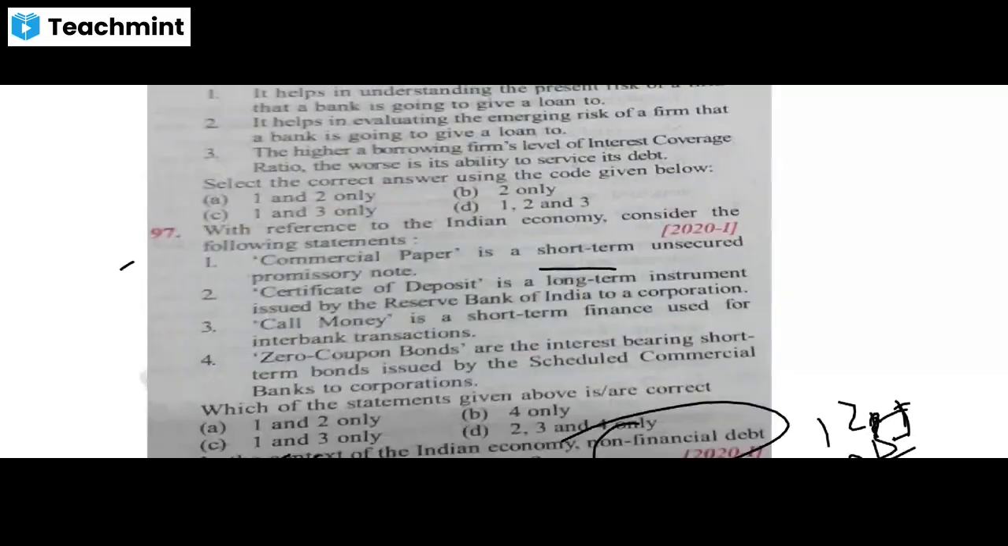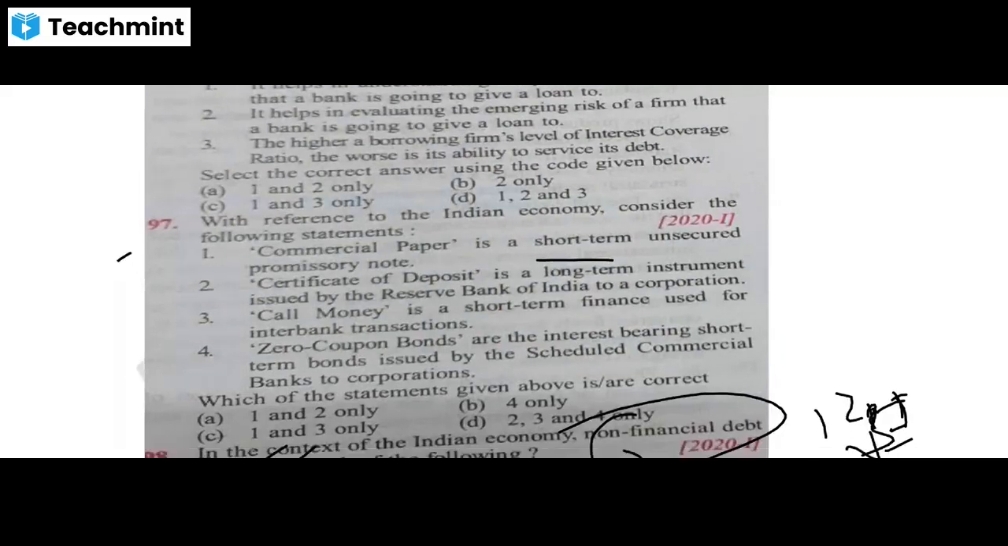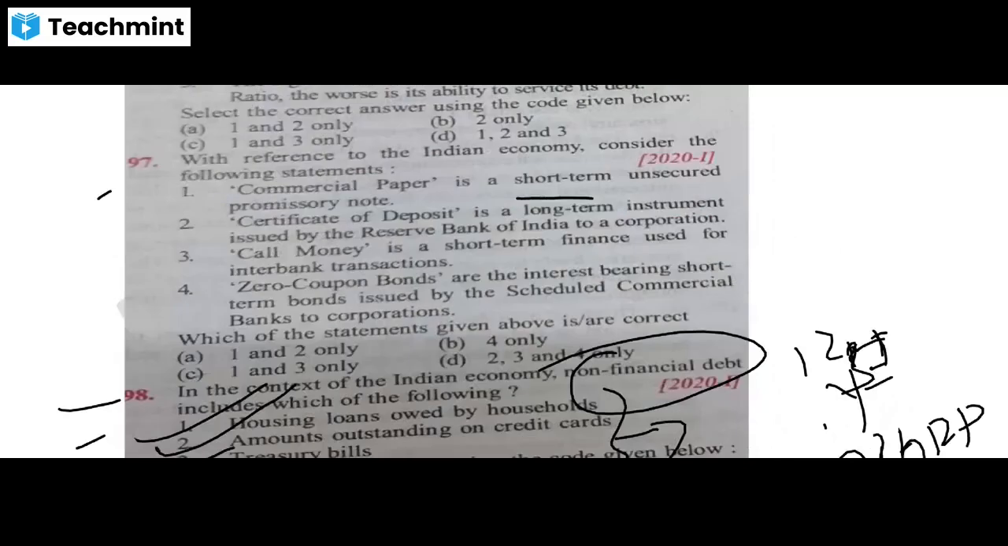Next question. With reference to Indian economy, consider the following statements. Statement 1: commercial paper is a short-term unsecured promissory note. Statement 2: certificate of deposit is a long-term instrument issued by the RBI to corporations. Statement 3: call money is a short-term finance used for interbank transactions. The fourth statement: zero coupon bonds are interest-bearing short-term bonds issued by scheduled commercial banks.